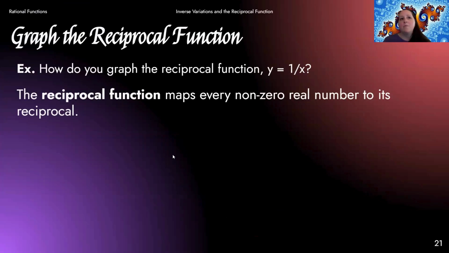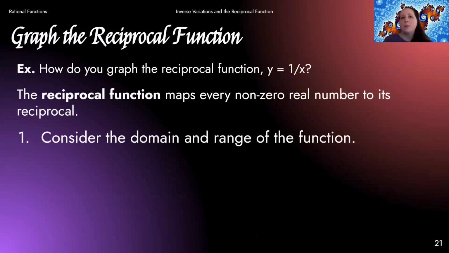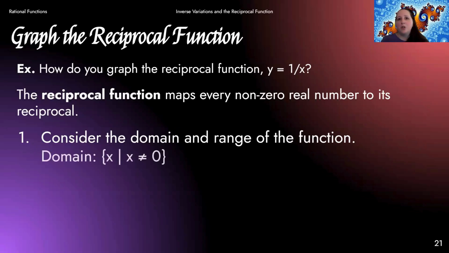The reciprocal function maps every non-zero real number to its reciprocal. So the reciprocal of 2 is 1 over 2, or 1/2. Consider the domain and range of the function. My domain is all values of x except for x equals 0. x cannot equal 0. If I substitute 0 in for x, I would not get a solution. It's going to be an undefined portion of my graph.